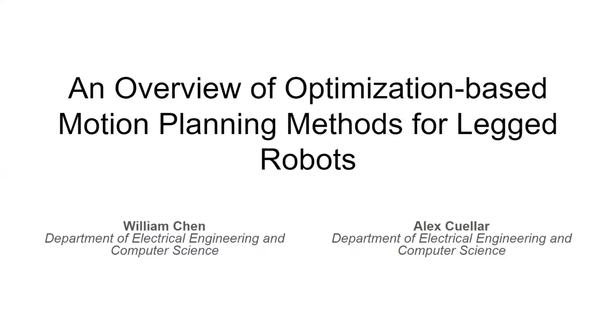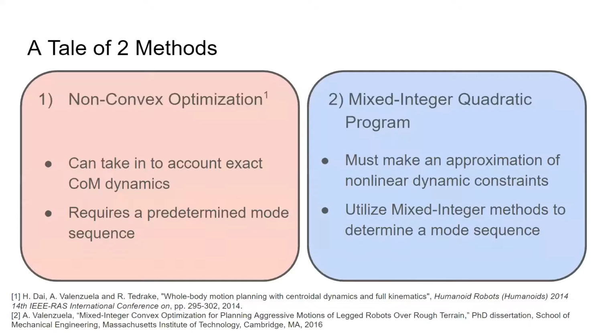Hello. For our project, we have investigated various optimization methods for motion planning in legged robots. For this project, we investigate two methods of optimization. First, we look at a non-convex optimization, which allows for the optimization to take the full center of mass dynamics into account. However, as will be discussed later, non-convexity means we must predefine the robot's gait.